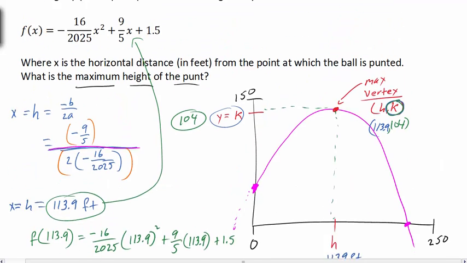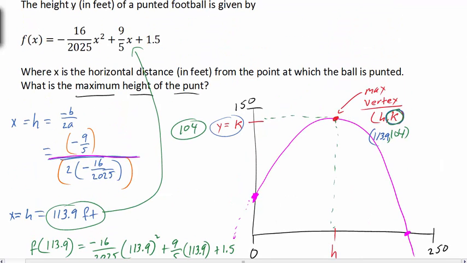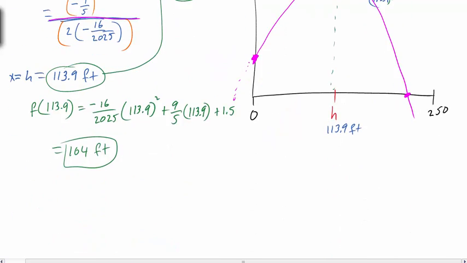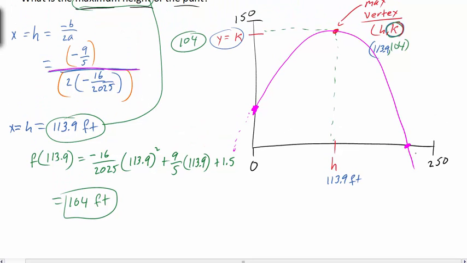Now, if you notice for this example, that's all that they asked for. We wanted to know what is the maximum height of this punt. Now, there's several other things we could find. You could actually figure out how far the ball traveled. Well, if we wanted to know how far the ball traveled, then we would want to know this is where we started to kick the ball, right here, and the ball landed over here at this point.